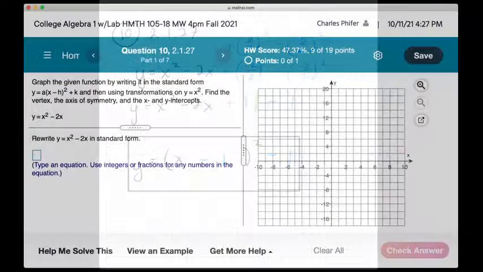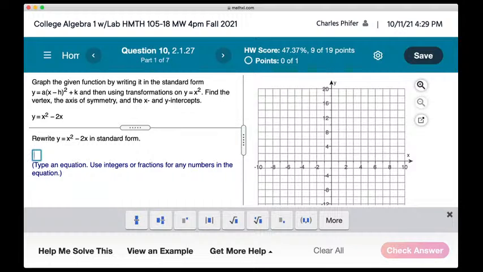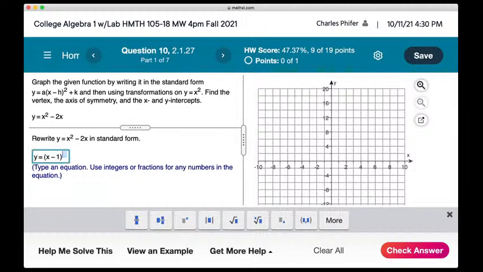Okay, let's hop back over to Pearson. So we get y equals, in parentheses, x minus 1 squared minus 1. What this is saying is that we have a U-shaped graph that goes right 1 and down 1, and that's it. So we use completing the square to get that.